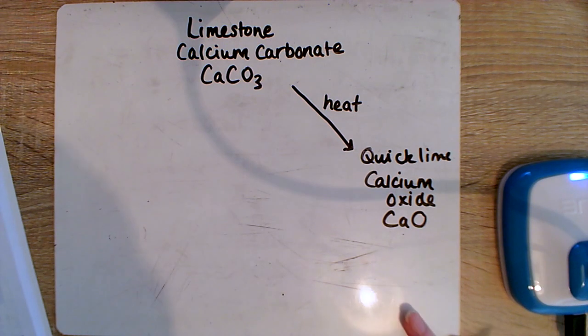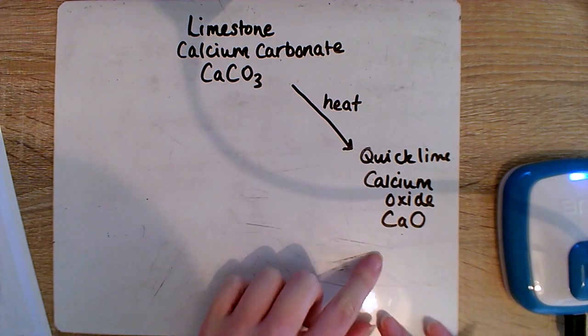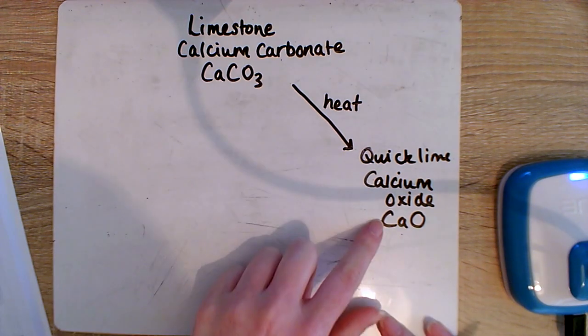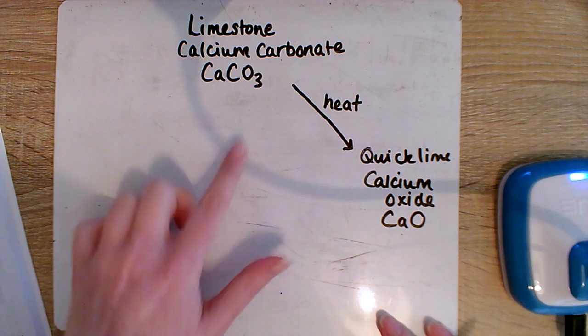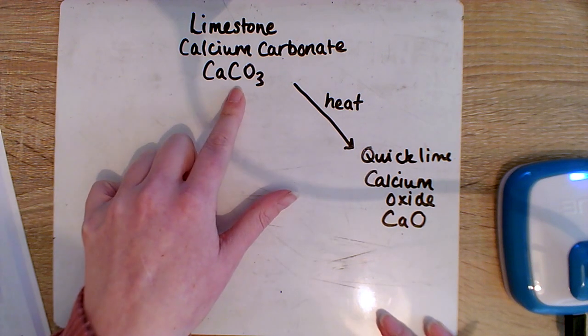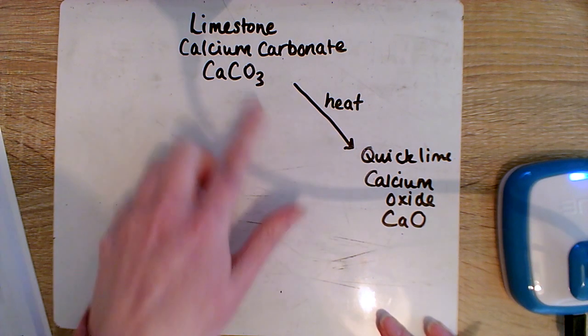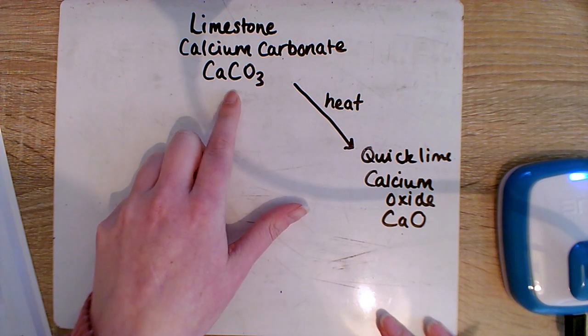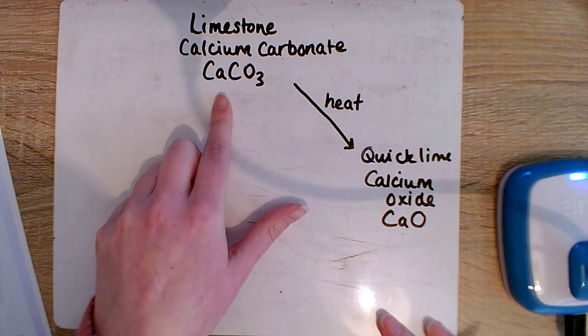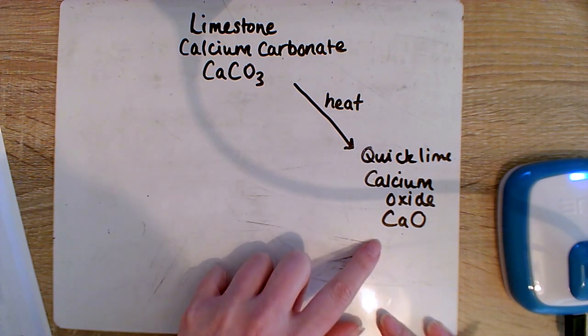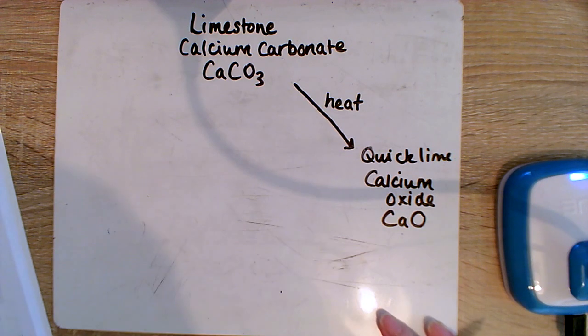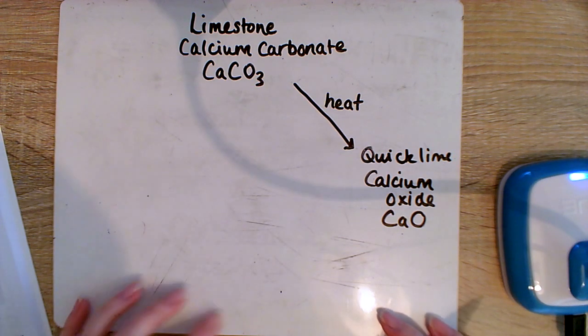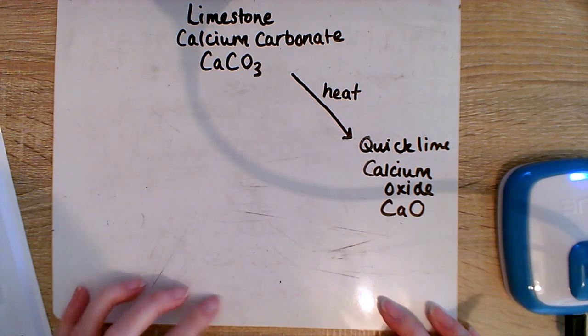Now there's another product in thermal decomposition, because if you have a look, we've produced the calcium and the oxygen, but we've got a few bits that have been left out of the formula, and that's actually carbon dioxide gas. So when we heat up calcium carbonate, we produce calcium oxide and carbon dioxide gas, which is obviously released into the atmosphere from that particular reaction.